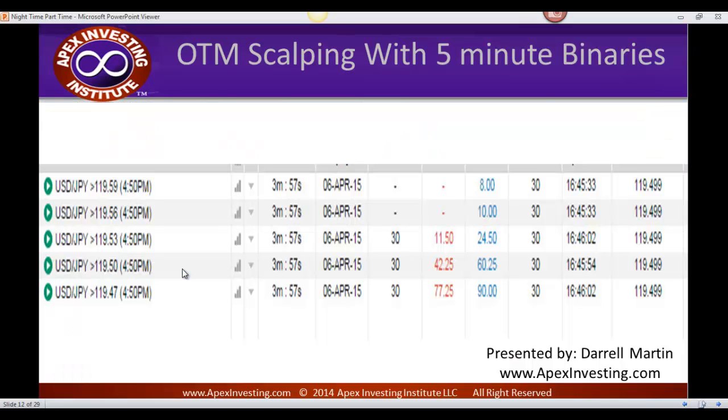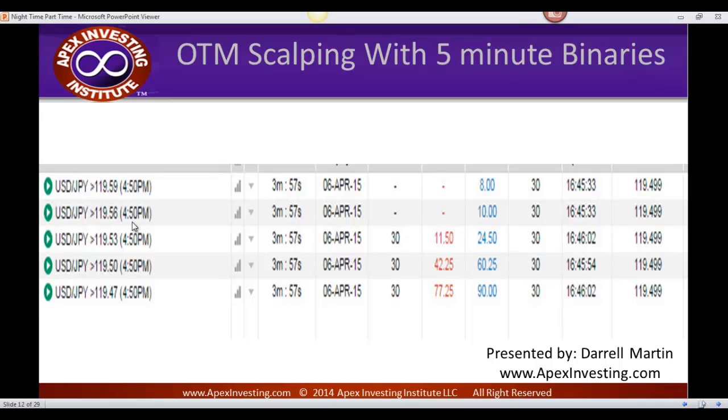I want to show you an example here. These are some screenshots I pulled. You might have seen this before. I just want to give you an idea here about how little movement we actually need sometimes with these 5-minute binaries. So this is a screenshot.